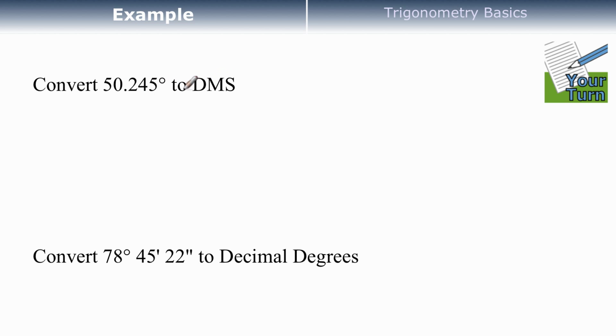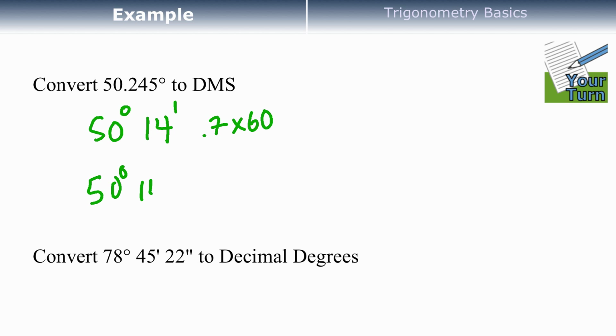Okay, to convert to degrees, minutes, seconds, I'll take this part and times it by 60. 0.245 times 60. It gives me 14.7. So I have 50 degrees and then 14 minutes. And then that 0.7 part, I have to times it by 60 to figure out how many seconds it would be. 0.7 times 60, 42.